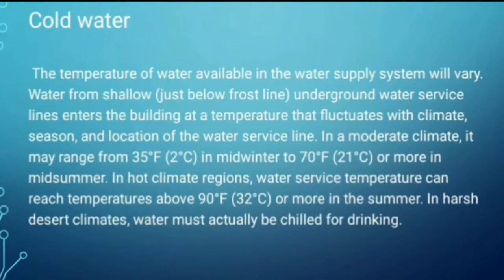Next is water temperature. Cold water: the temperature of water available in the water supply system will vary. Water from a shallow underground water service line, just below the frost line, enters the building at a temperature that fluctuates with climate, season, and location of the water service line. In a moderate climate, it may range from 35 degrees F, or 2 degrees Celsius, in midwinter to 70 F, or 21 degrees Celsius, or more in midsummer. In hot climate regions, water service temperature can reach above 90 degrees F, or 32 degrees Celsius, or more in the summer.